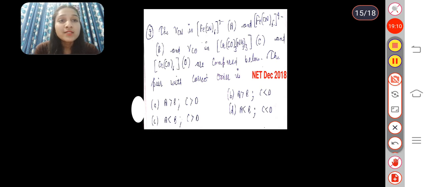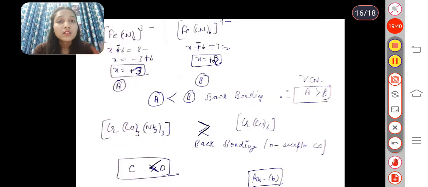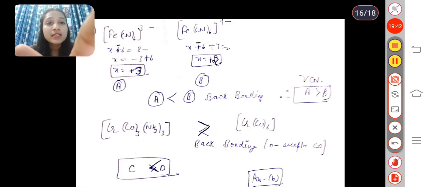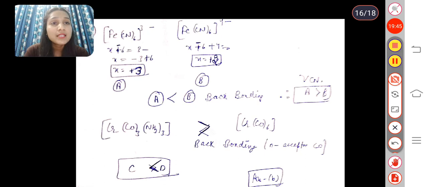Now the next question: the ν(CN) stretching frequency for CN in [Fe(CN)6]3- is represented as A, and [Fe(CN)6]4- is represented as B, and ν(CO) in the complexes C and D are compared below. Which pair has the correct order? So you have to first compare the ν(CN) stretching frequency of CN in the A and B complexes. Here A is [Fe(CN)6]3- and B is [Fe(CN)6]4-.